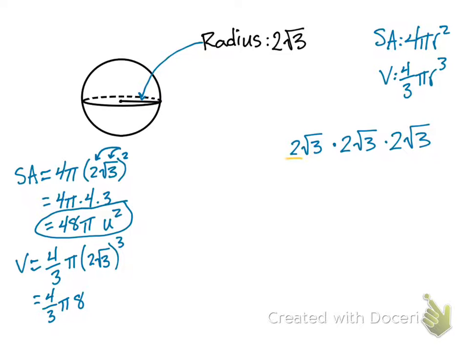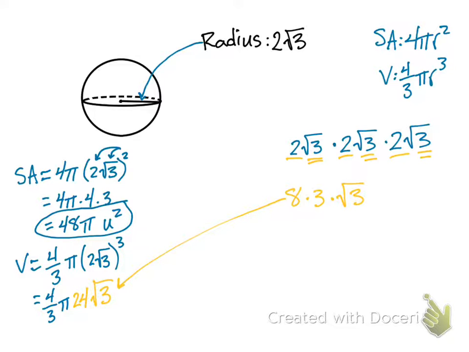So all the 2's, 2, 2, 2, that's 8. Square root of 3 times square root of 3 is just 3, right? And then we've got 1 left, so times the square root of 3. So this ends up being 24 square root of 3. Let's take a step back and write in here 24 square root of 3. Okay, and that's coming from right there.